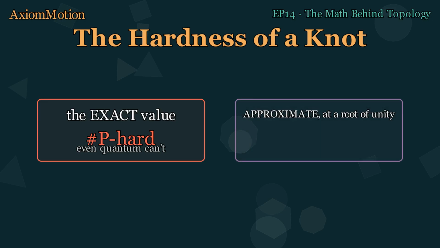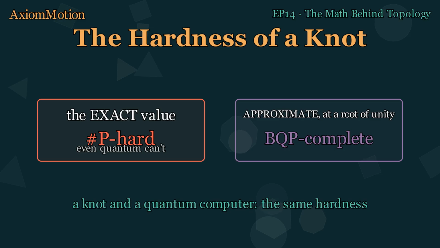Ask not for the exact value, but only a good approximation, evaluated at a special root of unity. That problem has a perfect difficulty. It is BQP-complete, which means it captures the entire power of quantum computing. Approximating this one knot invariant is equivalent to running an arbitrary quantum computer.